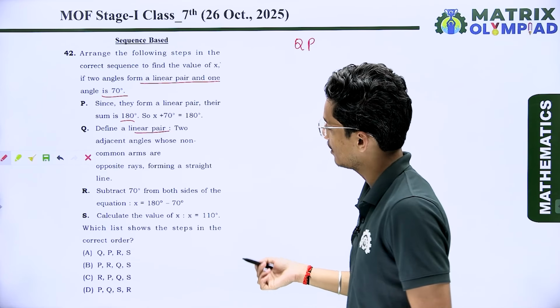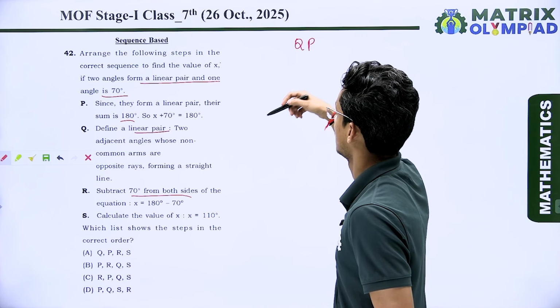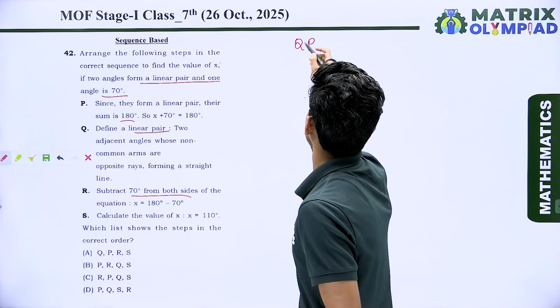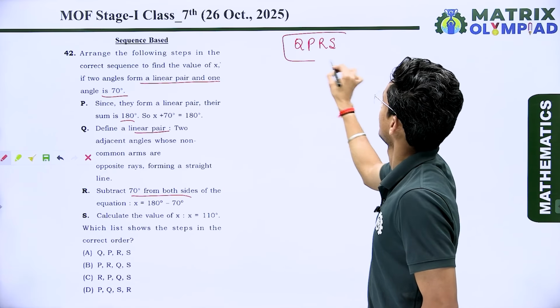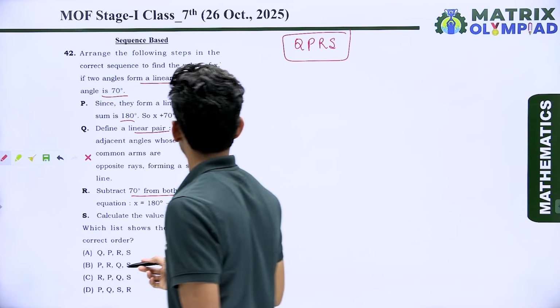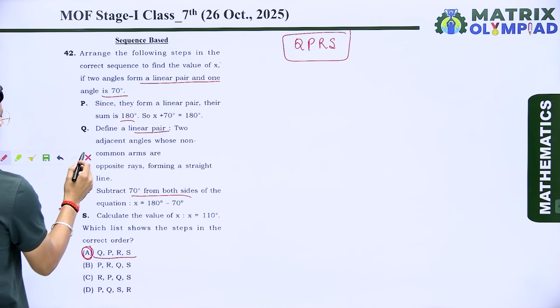After this we take P. After we take R, then we subtract, we transfer 70 from here. Yeah, we subtract both sides. So then we take R, and last step, we have to calculate. So then we take S. So QPRS. So QPRS. It means option number A is the correct answer.